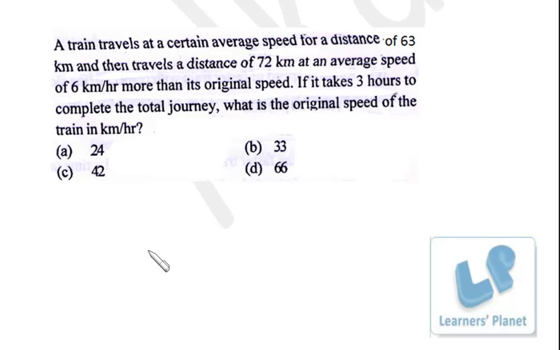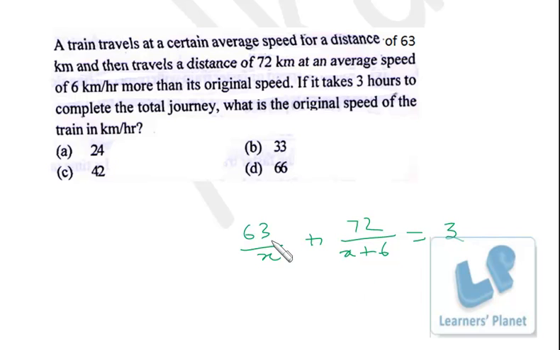Now what is happening? For 63 kilometers it is running with the speed of x, so it is taking this much time, right? Plus a distance of 72 kilometers, it is running with the speed of 6 kilometer more. That means x plus 6 speed, and this total time is actually 3 hours. Okay. Now you have got this relation. Now obviously you just cannot make a quadratic equation over here.